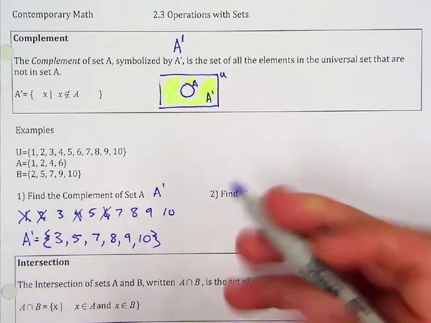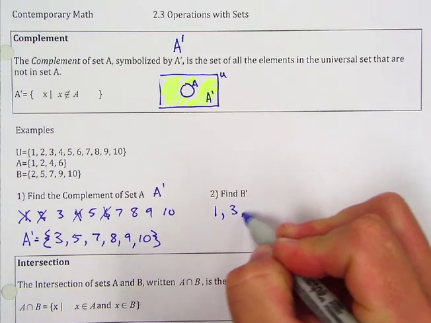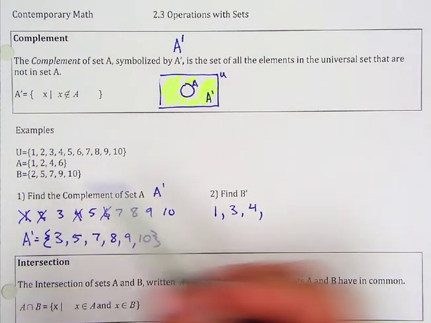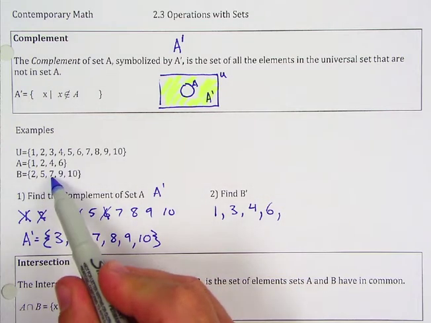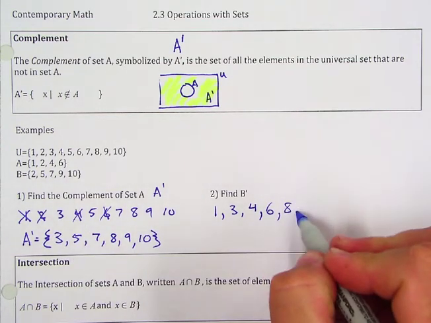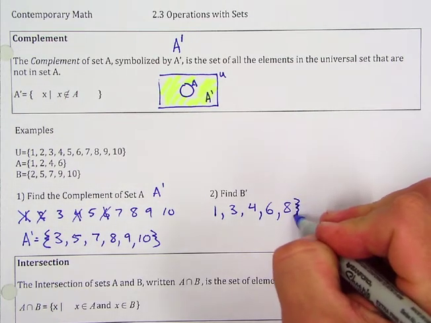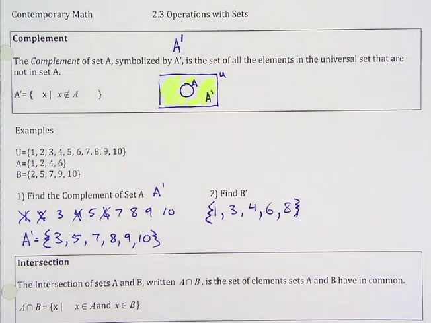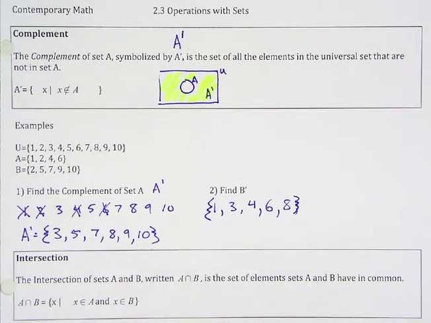Okay, so we got 1. We can't use 2, so we do 3 and 4. We can't use 5, so we'll do 6. We can't use 7, but we can do 8. We can't use 9 or 10, and so that is B complement right there. All right, let's move on.